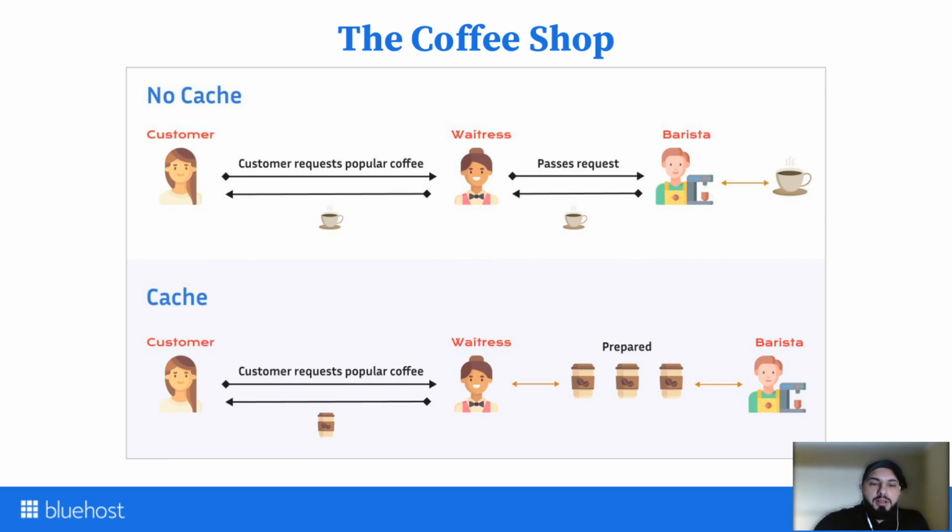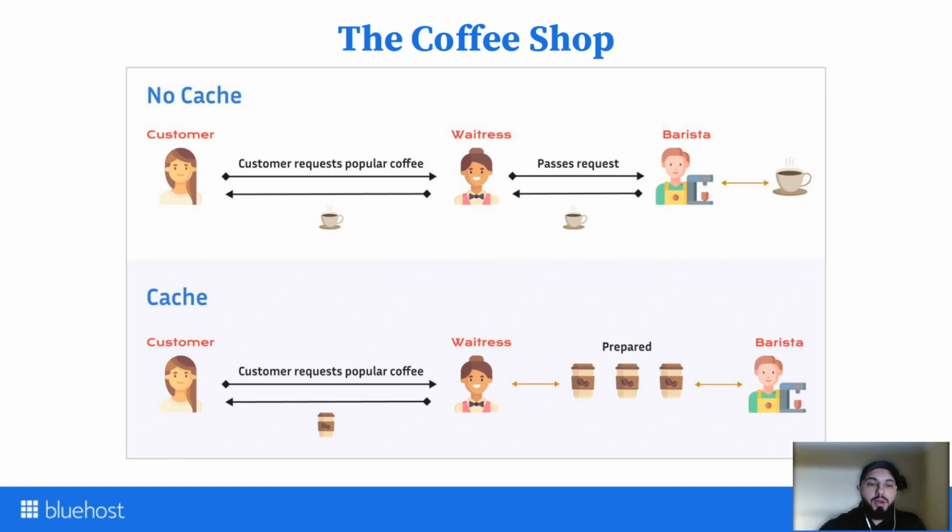Now, if this is still blurry, I like to use the coffee shop analogy to break that down. We have a coffee shop that operates with no cache and another one that operates with cache, or let's say it's the same one. We have a customer, a waitress, and also a barista here. The way this coffee shop operates, customers sit, the waitress greets them, they place their order, she goes to the barista, and then they get their item.